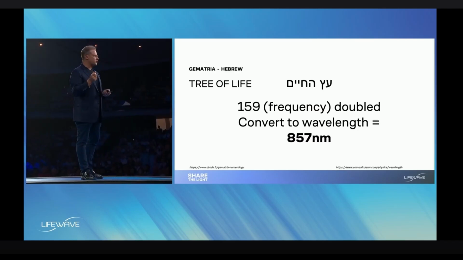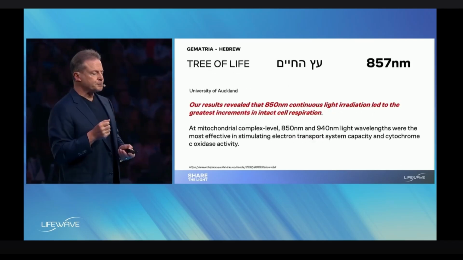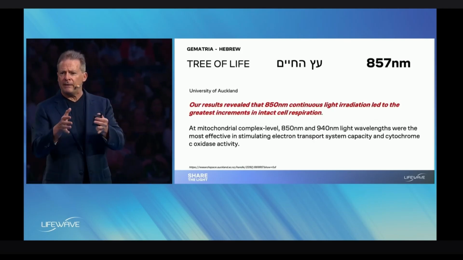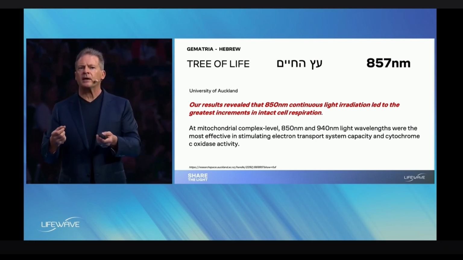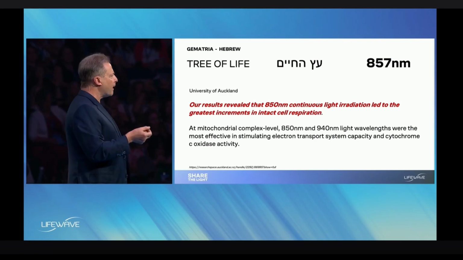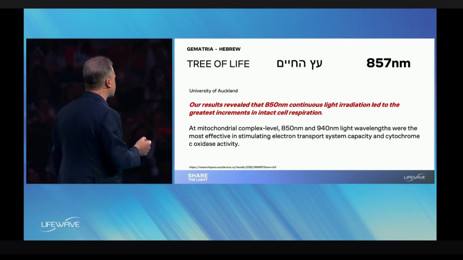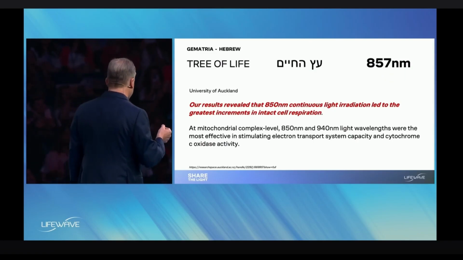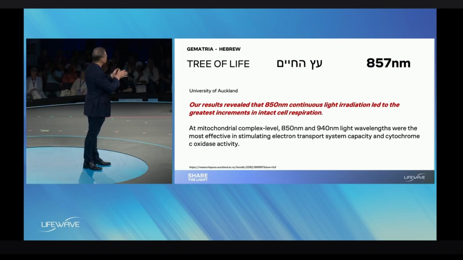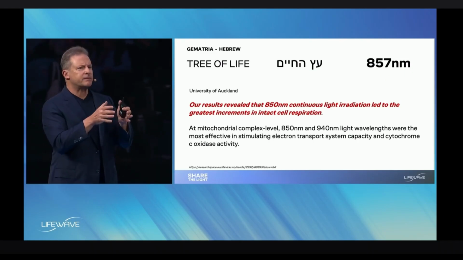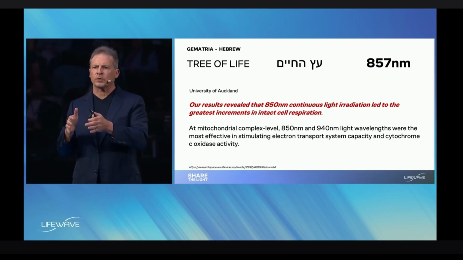857 nanometers. Why is that significant? Well, research has shown in this band of light that this activates mitochondrial energy. And time and again, what's been demonstrated in clinical studies is that one of the principal reasons why we age is because of a decline in mitochondrial function.